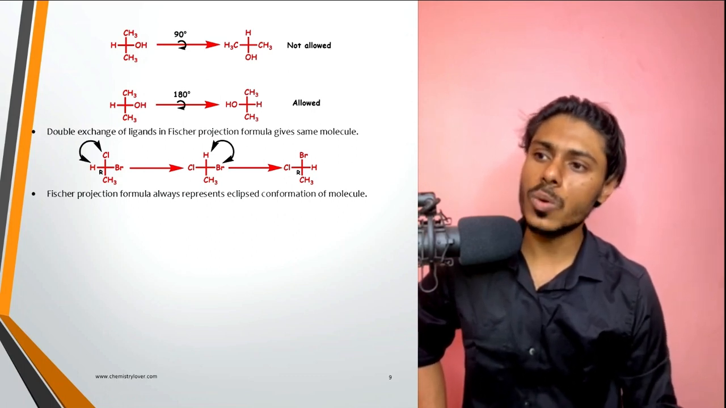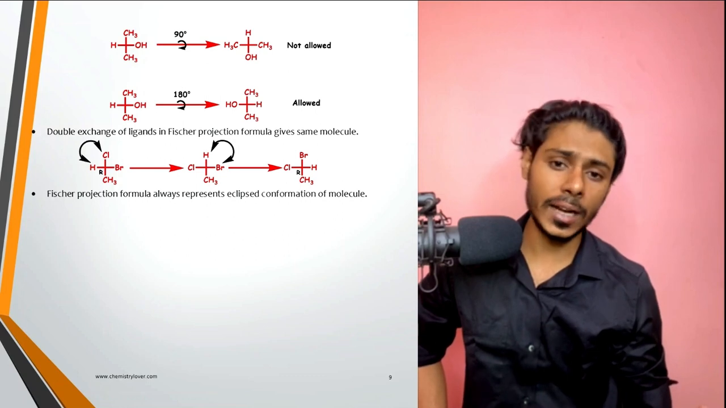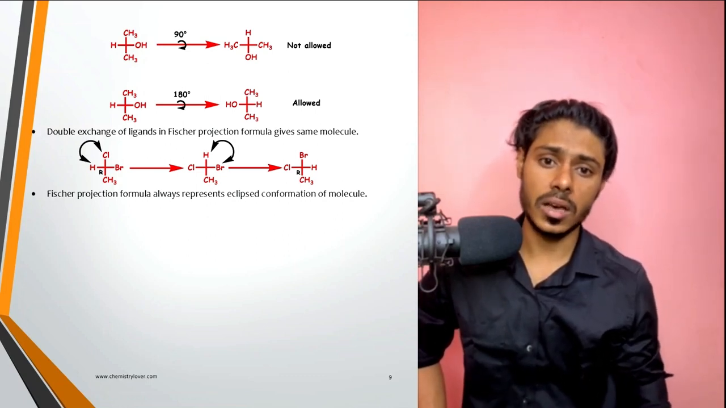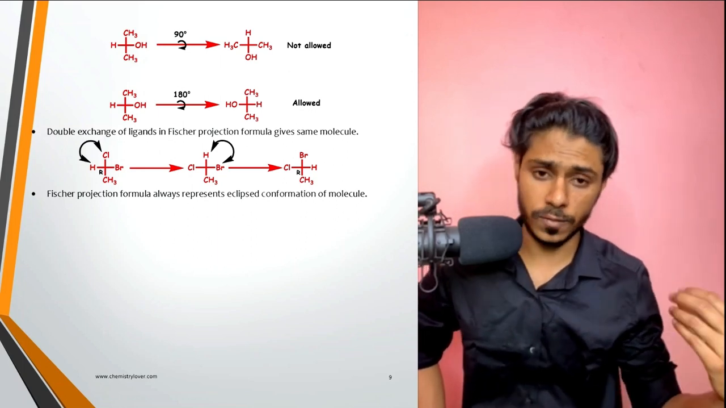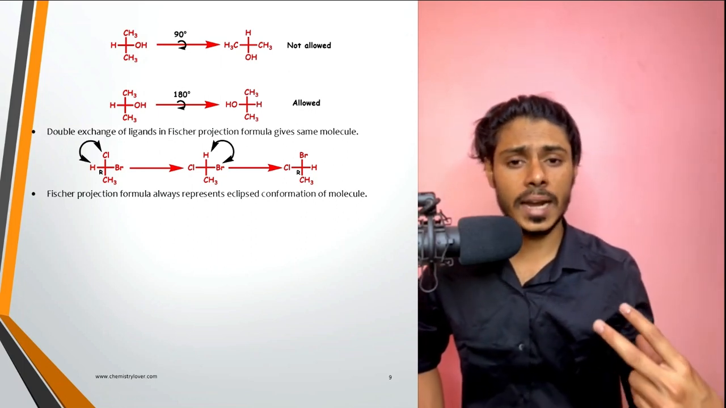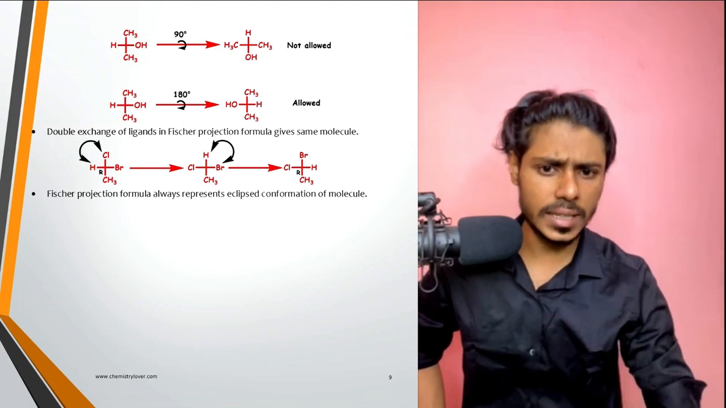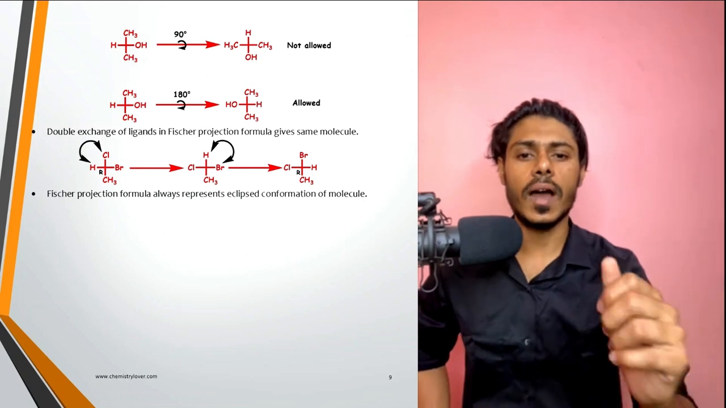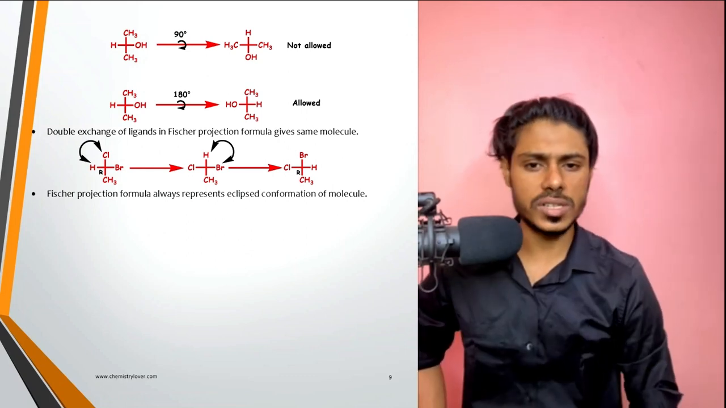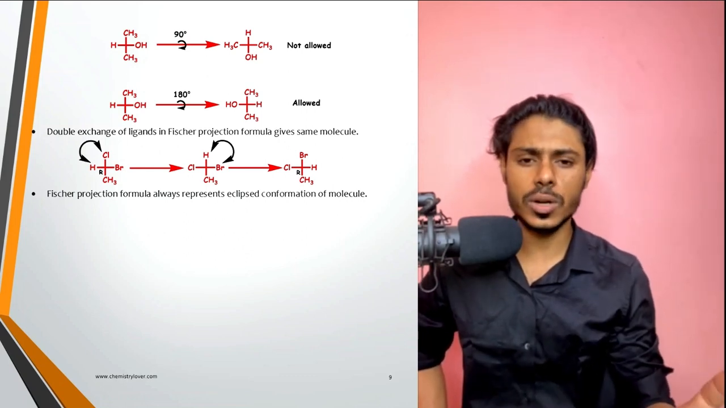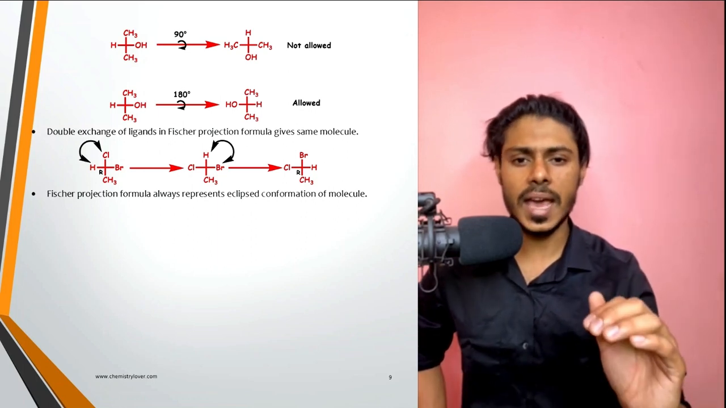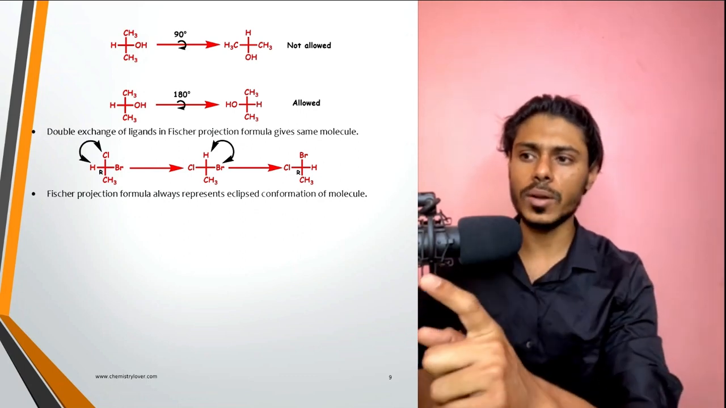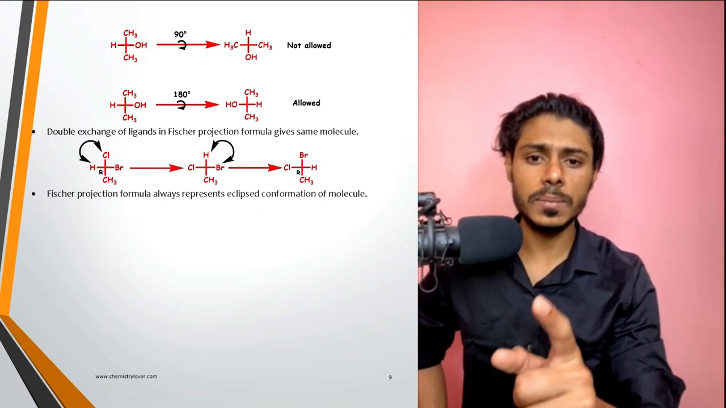because now you are placing the near atoms vertically and the far atoms horizontally, which is a violation of the first rule. So the first rule is, you have to place the near atoms horizontally and the far atoms vertically. But if you rotate the Fisher projection formula by 90 degrees, you violate the first rule. So 180-degree rotation is possible, because 180-degree rotation will keep the arrangement the same. The near atoms will be placed horizontally, and the far atoms will be placed vertically. So 180-degree rotation is possible, and you have to keep the plane intact.